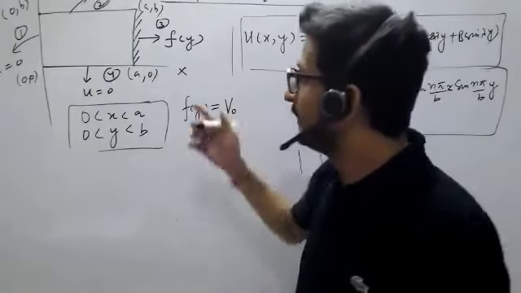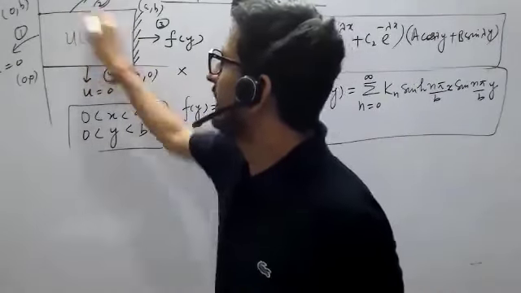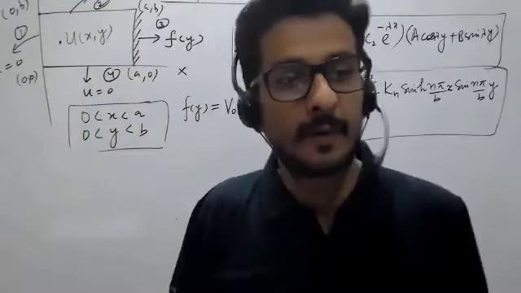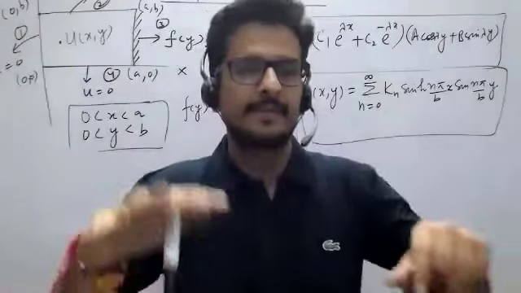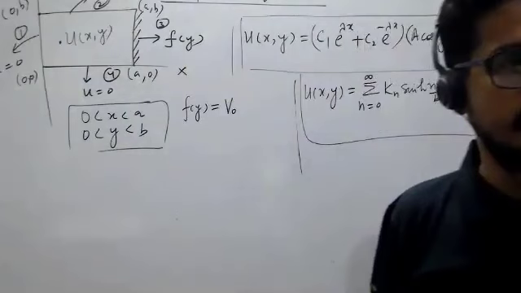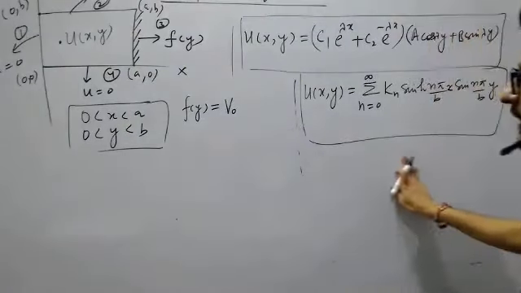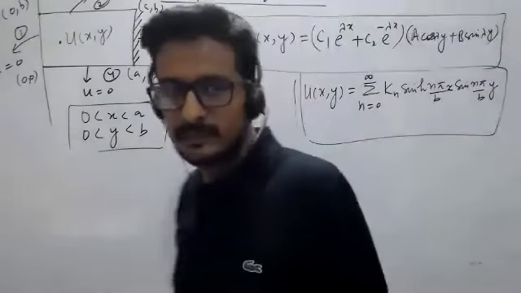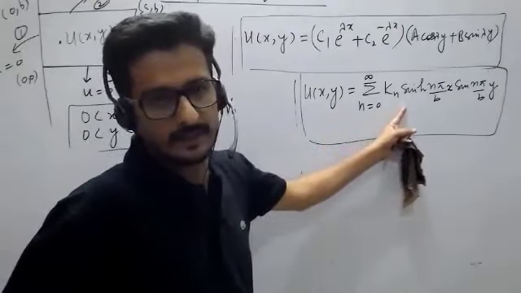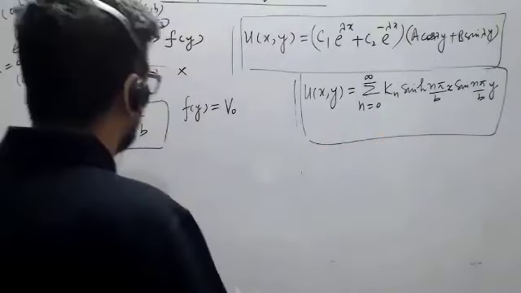So what does u(x,y) mean? What is the potential at any point x, y inside this region? You can calculate potential at any point. Correct? So let us calculate how you will get this. We will have to apply the next boundary condition to get the value of Kn. So how will that be calculated?